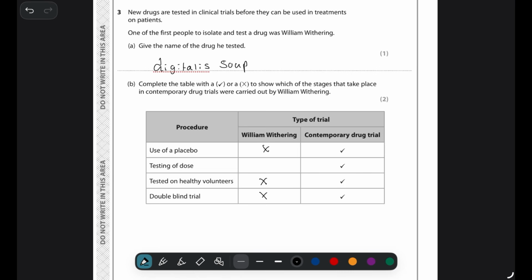However, what he did do is if he thought the dose was too high to a point it was toxic, he would reduce it. So he did test the dose, in all fairness. But this is very much just a knowledge. If you know it, you know it. If you don't, you don't.